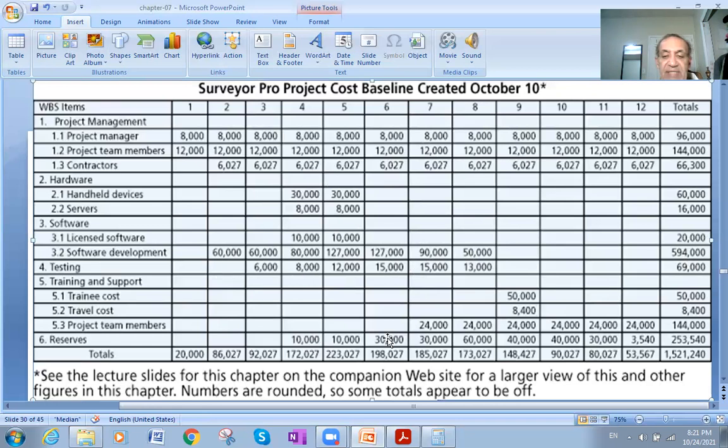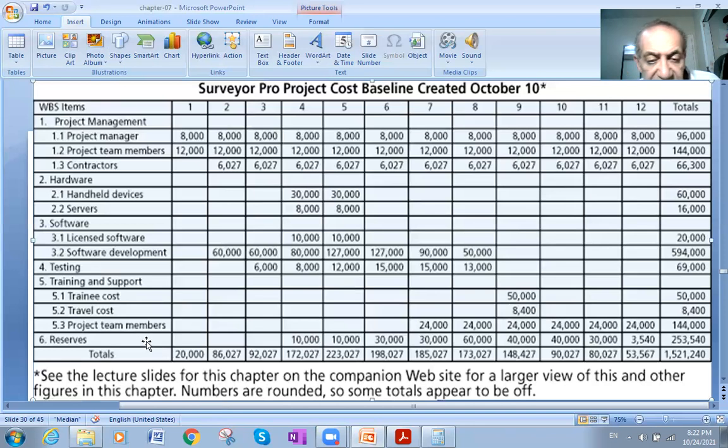Likewise, the testing, the same thing. It will be 69,000 when we add these numbers up. Here only on phase 9 or month 9, the trainee costs. So there was training on month 9 only, or on phase 9, that cost me 50,000. Also the travel costs. The travel costs were also in phase 9. I believe it's for all these people as well. So it was 8,400. So the total is here.